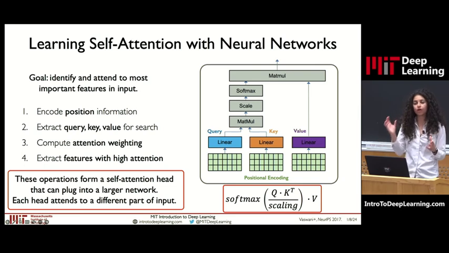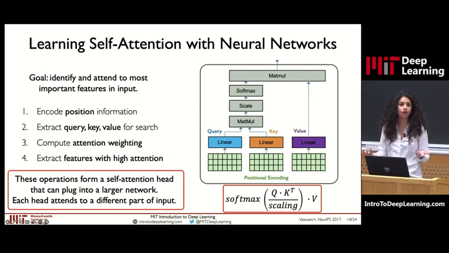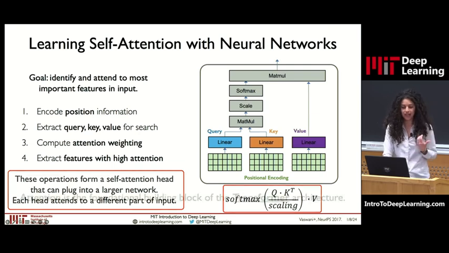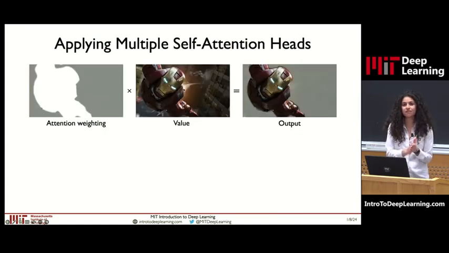All this put together forms what we call a single self-attention head. And the beauty of this is now you have a hierarchy and you can put multiple attention heads together to design a larger neural network like a transformer. And the idea here is that this attention mechanism is really the foundational building block of the transformer architecture. And the way that this architecture is so powerful is the fact that we can parallelize and stack these attention heads together to basically be able to attend to different features, different components of the input that are important.